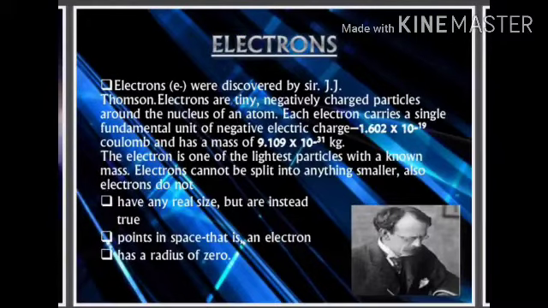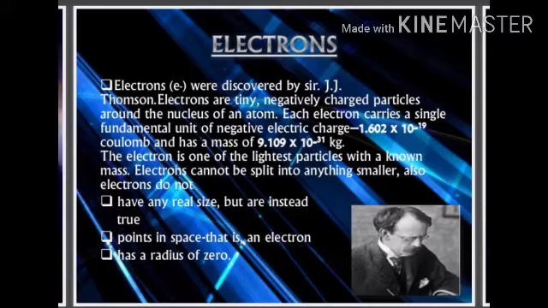The electron was discovered by J.J. Thomson. They are tiny negatively charged particles around the nucleus of an atom. As already discussed, they are present in different shells outside the nucleus. Each electron carries a single fundamental unit of negative charge. The electron is one of the lightest particles with a known mass, or we can say a negligible mass. Electrons cannot be split into anything smaller.